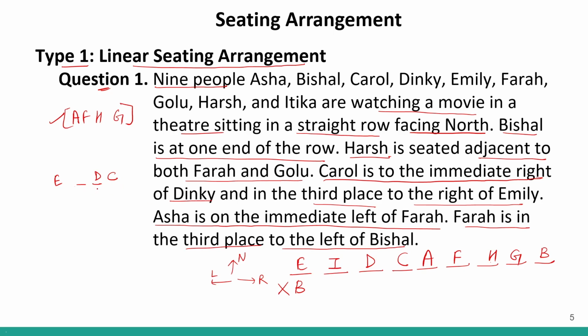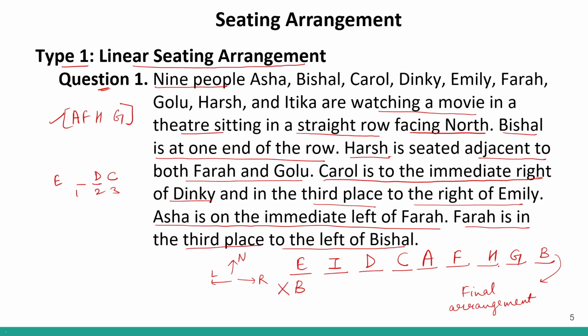Correct? 1, 2, 3. Carol is in the third position from the right of Emily. So this is correct. This will be my final arrangement. Now, let me write this arrangement in the next slide also: E, I, D, C, A, F, H, G, B. This is my final arrangement.